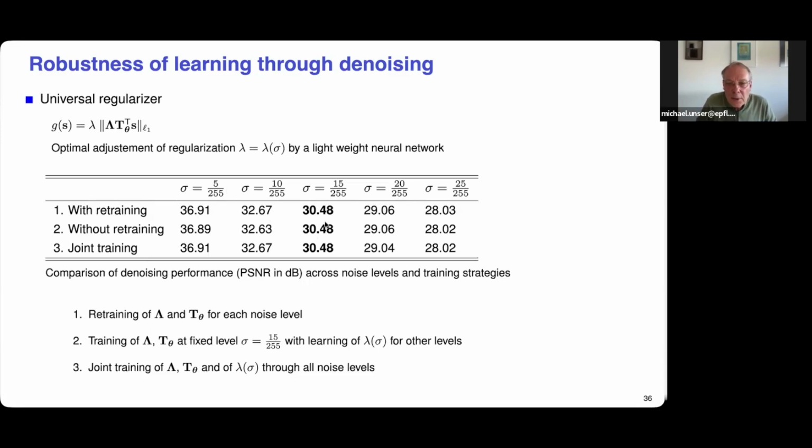And now if we only train on the middle level and just deploy this solution to the other noise levels, we get very competitive results. And if we jointly train on all noise levels, we also get more or less the same result. So what that illustrates is that our scheme is very robust. You can essentially train on one noise level, and for the lambda we've even trained a neural network that predicts the lambda that goes with the sigma.